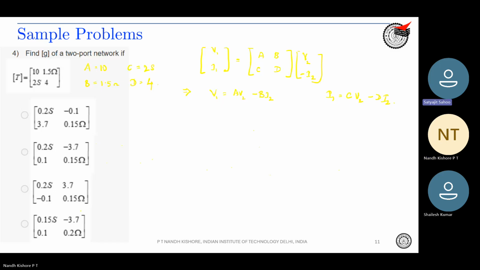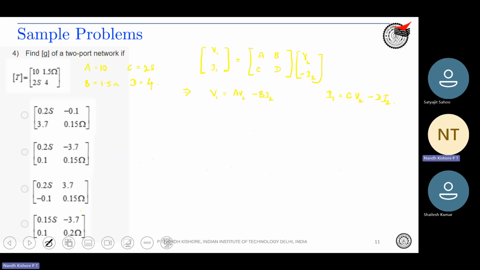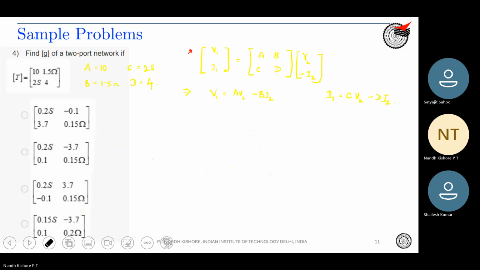Sir, please use a deeper color, sir. It is not properly visible. Oh, sorry. Okay, let me use red then. So should I rewrite? No, not required, sir. We can manage. Okay, I'll just rewrite this.